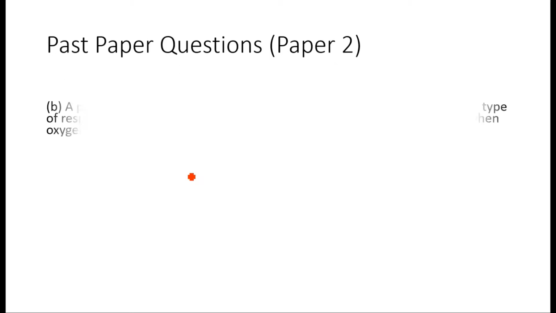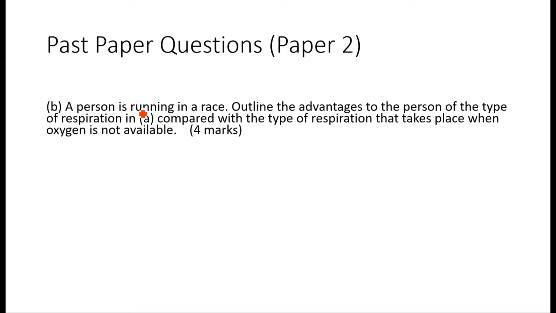Let's look at part B, though. If you look at part B, a person is running in a race. Outline the advantages to the person of the type of respiration in A, which was aerobic respiration, compared with the type of respiration that takes place when oxygen is not available. So in A, if you remember, aerobic respiration was the answer. So in a sense, the examiner is asking us to differentiate between aerobic respiration and when oxygen is not available, which is naturally referring to anaerobic respiration.